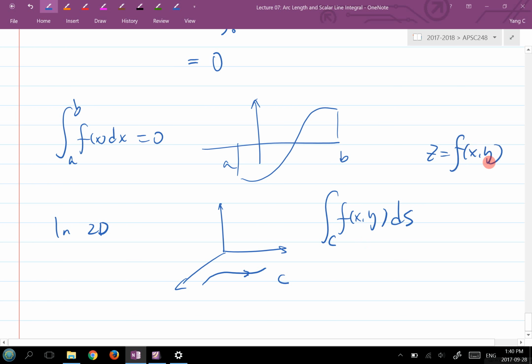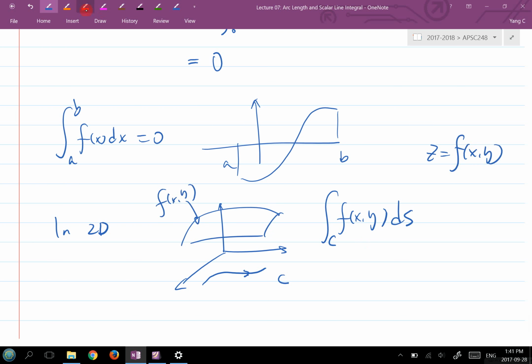So let's say z equals f of x, y. You plug x, y into this function and you get a number, right? That number can be the z component. And if you plot this in general, you end up with a so-called surface. So this is your f of x, y.